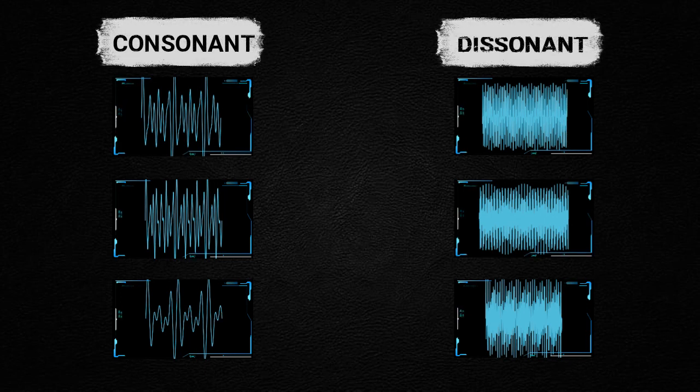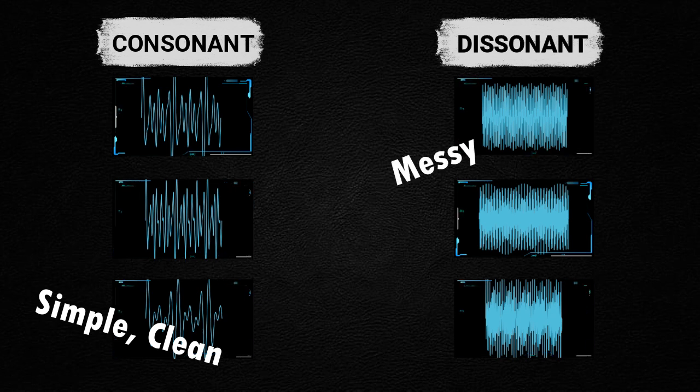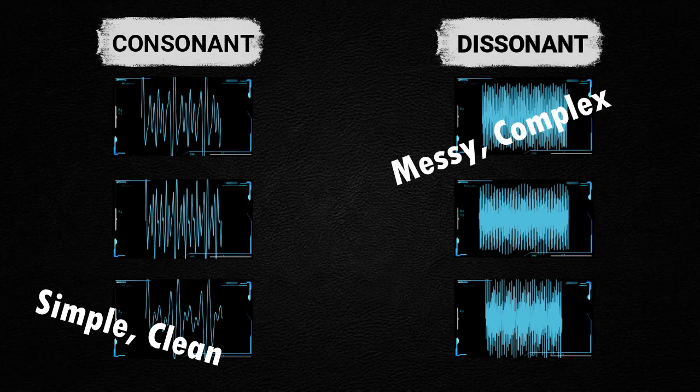Here are the sound waves of the chords that I played earlier. Do you notice anything? Here, let me put up a few more. On the left are the consonant chords, and on the right are the dissonant chords. A pattern emerges. We can see that the consonant chords seem to be more clean and simple, while the dissonant chords are more messy and complex. But why exactly does this happen?